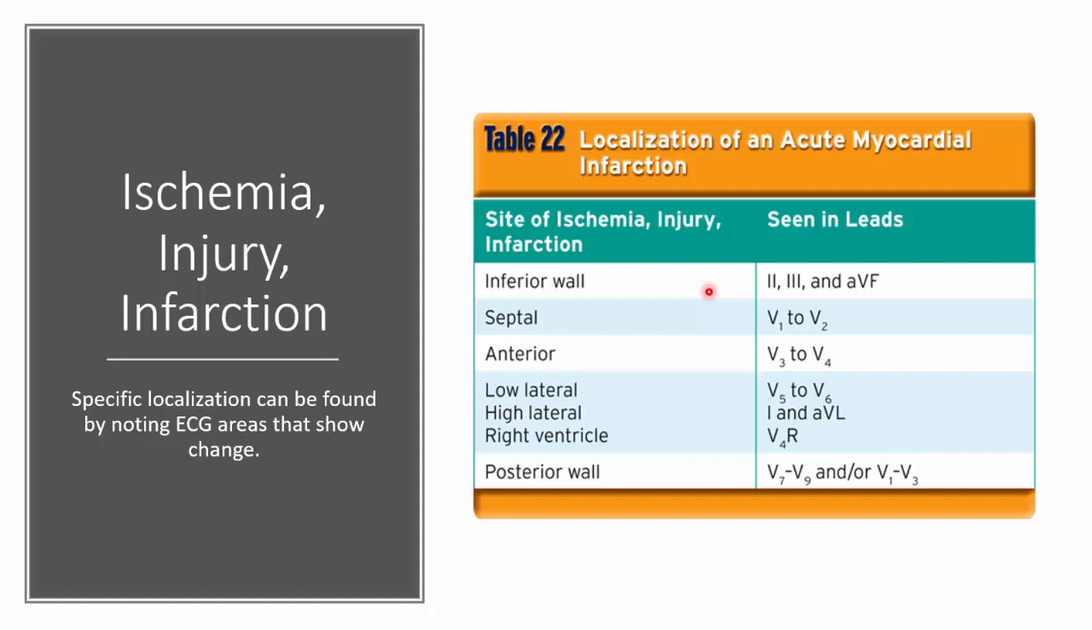And then if you see an inferior wall MI, you want to get a right ventricular look, you want to do a V4R. Now, again, your posterior 7, 8, 9 not available on the standard 12 lead. You'll have to get a 15 lead, but you may see reciprocal changes in V1 through V3.